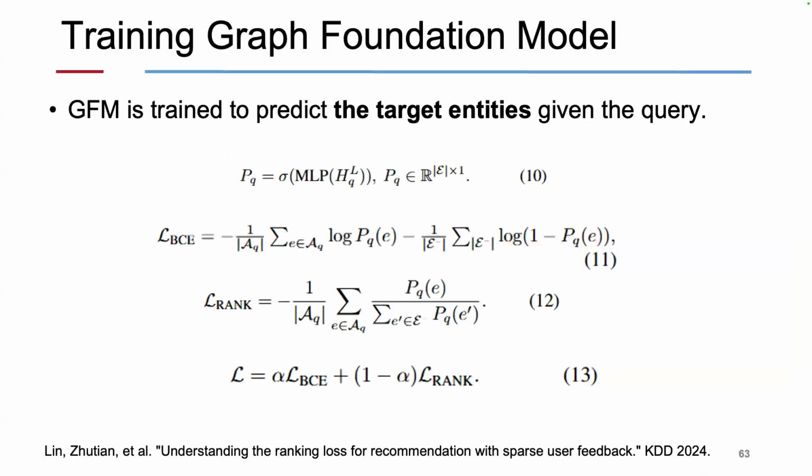And the training of our foundation model is basically to predict the target entity given a query. After multiple layers of GNN message passing, we can get the probability of all the entities in the graphs. Basically, it measures how important it is to the certain query. So in our objective function, given a query, we want to maximize the probability of the target entities.